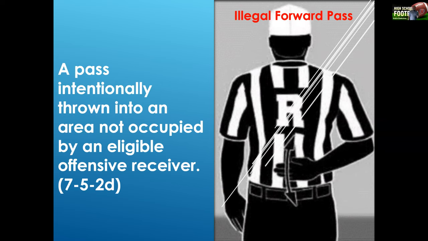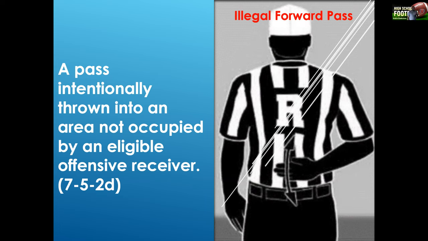A pass intentionally thrown into an area not occupied by an eligible offensive receiver. Not an eligible receiver, that could be a defensive player. An eligible offensive receiver. So, intentional grounding, right? Guys, there's no such thing as a tackle box in high school football. That's the high school rules, I should say. If the defense drives you back, they get what they earn. And you cannot throw away the ball to prevent them from earning what they got by driving you backwards, right? You've got to take the sack. So you can't throw away a ball. You've got to throw it to an eligible receiver.